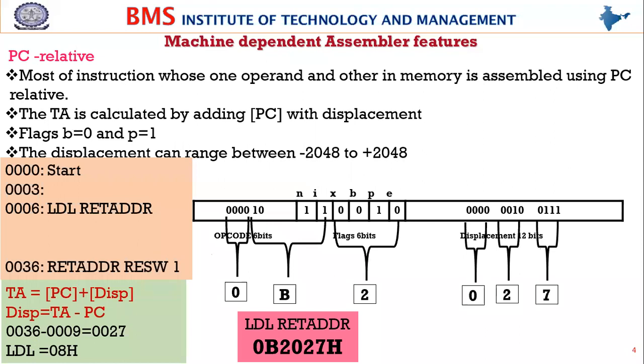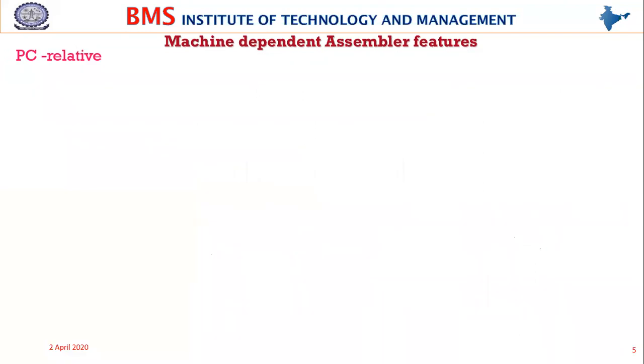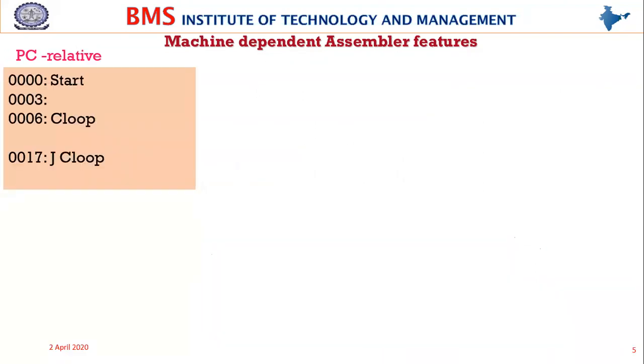Fine. So this is one of the examples. We shall see one more example of the PC relative itself. Here we have C loop, which is at the location 0006. Actually, I am supposed to write it towards the left hand side because it's a label. It's not an operand. It's a label. We are supposed to write it on the left hand side, but no issues. And the target address is 0017.